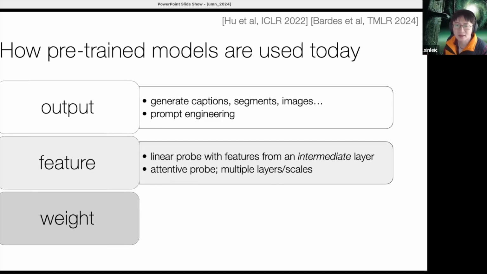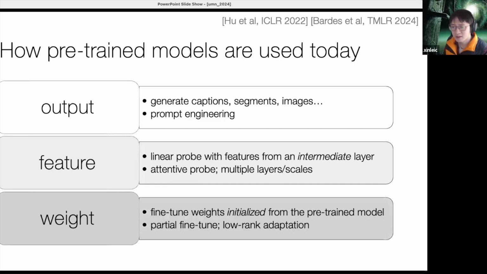And the third way is the most, I would say, intrusive way of using the pre-trained models, because you get the entire weight, and this entire weight is used to initialize the model for some downstream tasks. And this downstream task will provide a supervision signal to fine-tune such models. And of course, there are fancy ways to do it too. So you can do partial fine-tuning, you can do low-rank adaptation, so on and so forth.